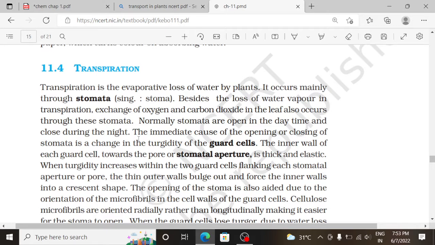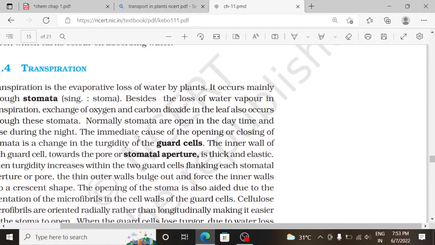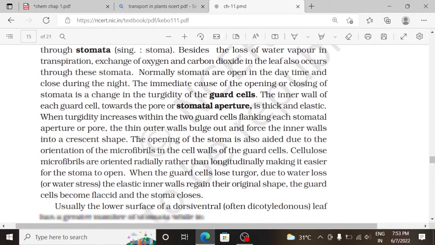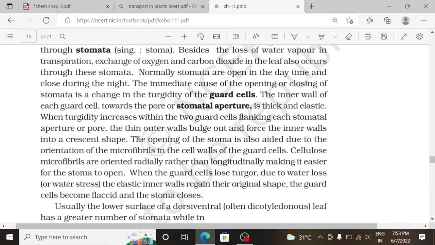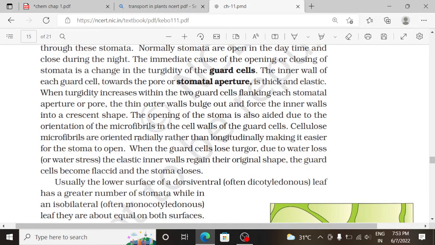Transpiration is the evaporative loss of water by plants. It occurs mainly through stomata, singular stoma. Besides the loss of water vapor in transpiration, exchange of oxygen and carbon dioxide in the leaf also occurs through these stomata. Normally, stomata are open in the daytime and closed during the night. The immediate cause of the opening or closing of stomata is a change in the turgidity of the guard cells.